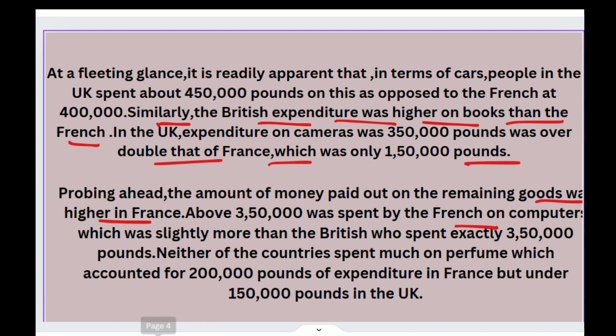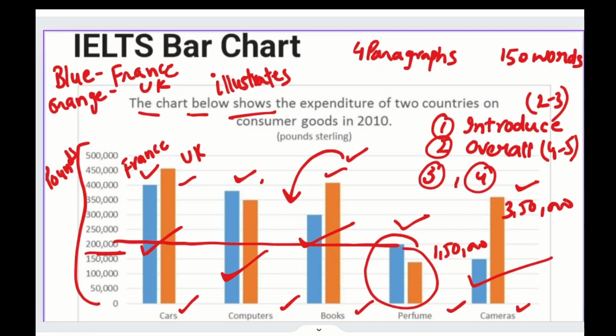So what is the strategy or what are the rules for writing task 1? There should be at least 150 words. You should spend 15 minutes on writing task 1. And you have to write 4 paragraphs, in which the first paragraph is the introduction, the second paragraph is the overall, and the third and fourth paragraphs are the body paragraphs, where you have to write at least 7 to 8 lines. You have to maintain the word limit.